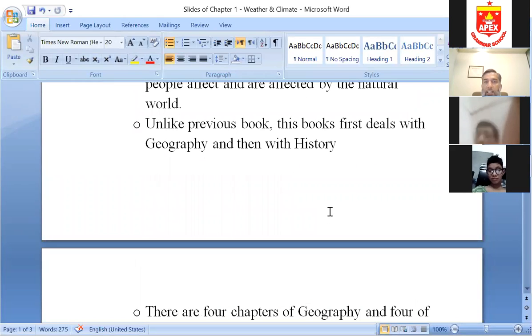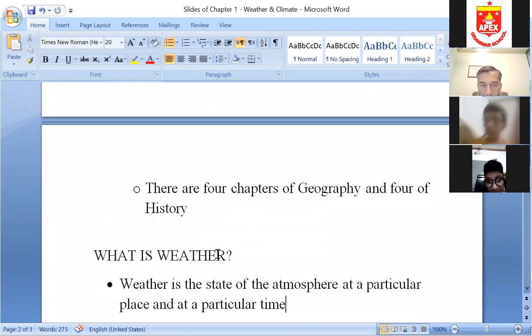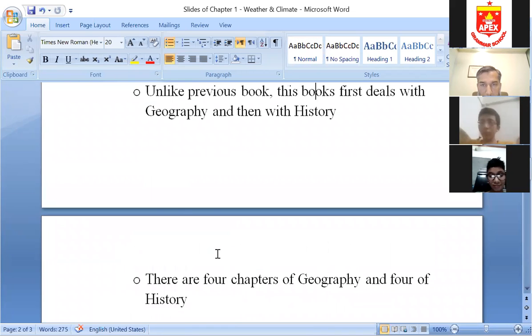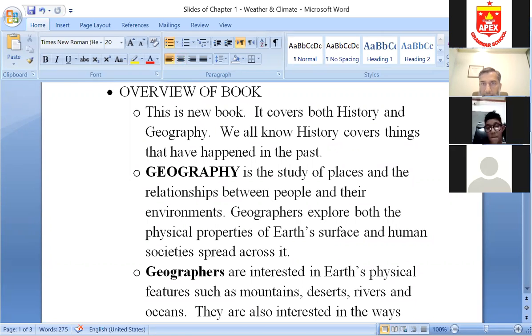As I said, beta, in the previous book we were doing first history then geography, but now we're doing geography first, and then we'll deal with history. In this book, do you all have your book in front of you, beta? Yes. Okay. So we have 4 chapters of geography and 4 of history, beta. Is this clear to all of you? But please keep your cameras on, beta. I need to see all of you.